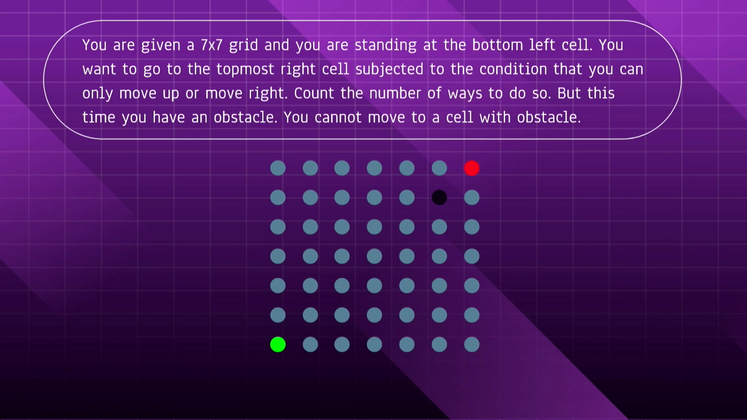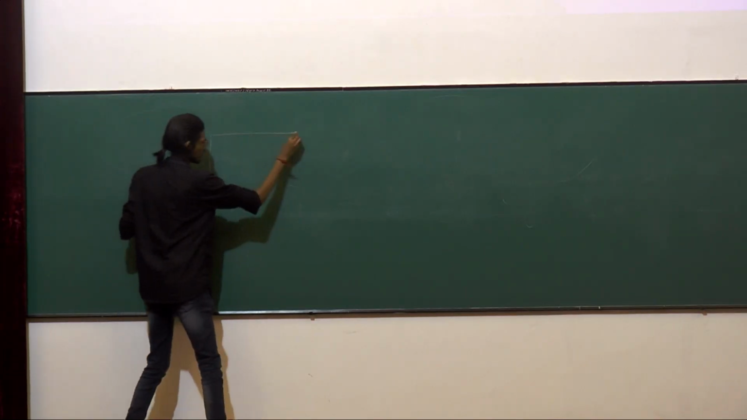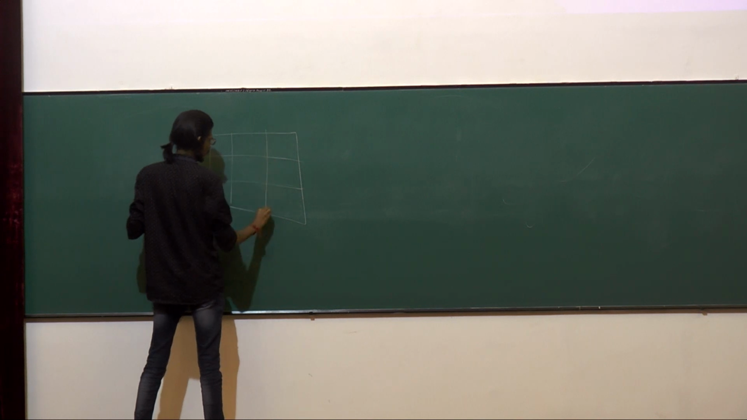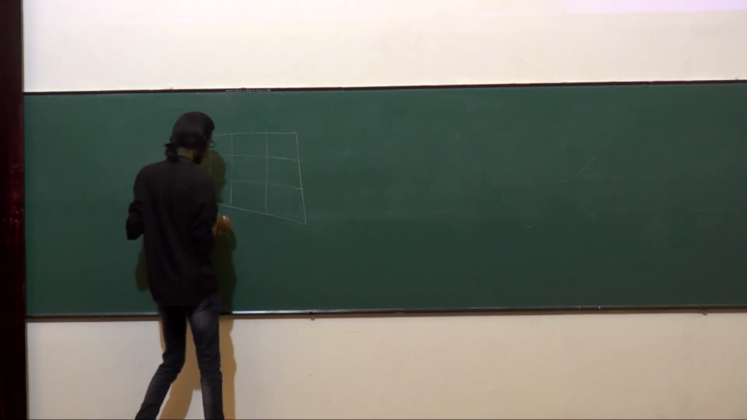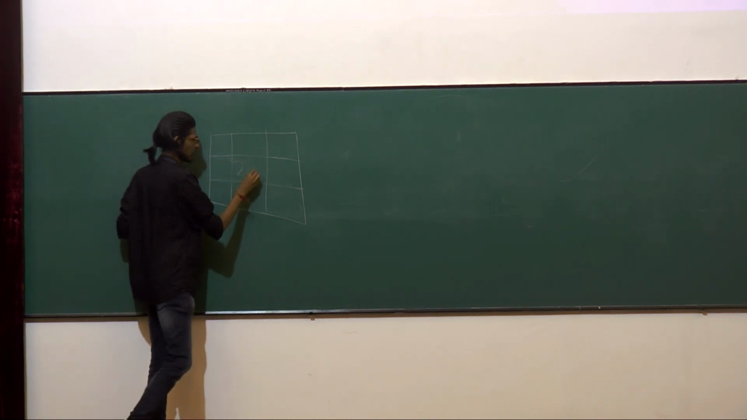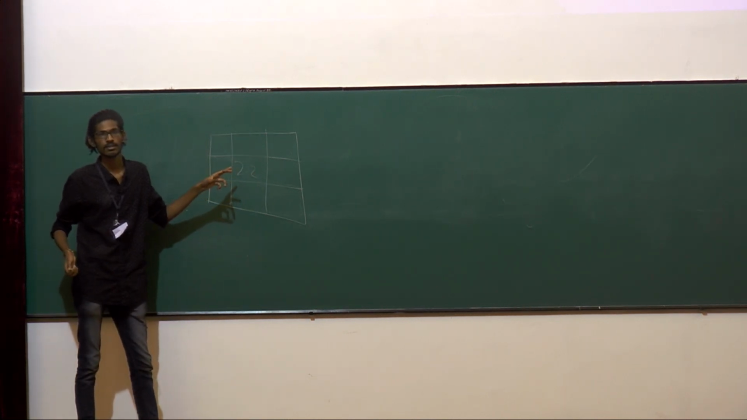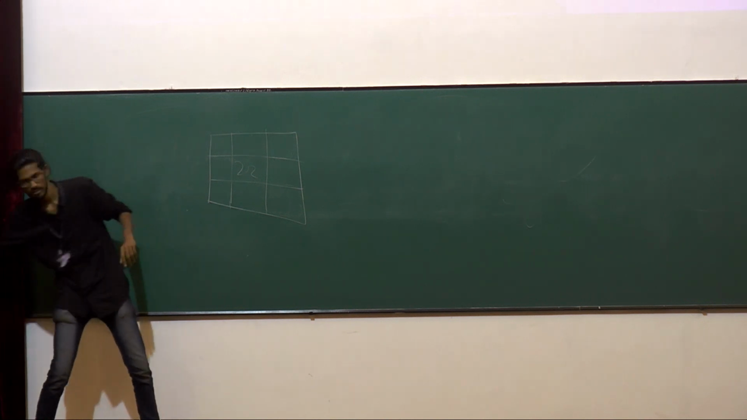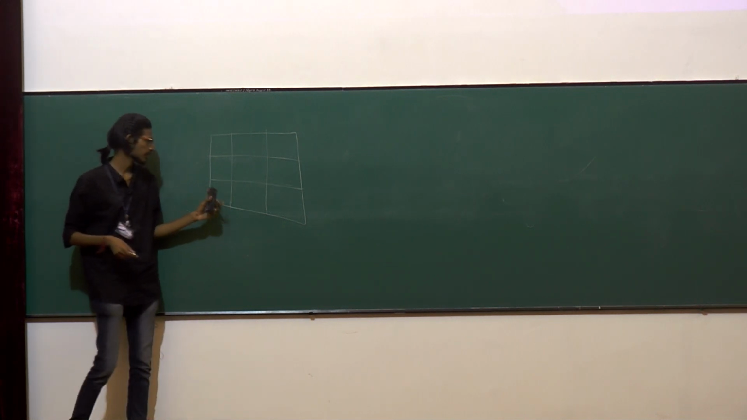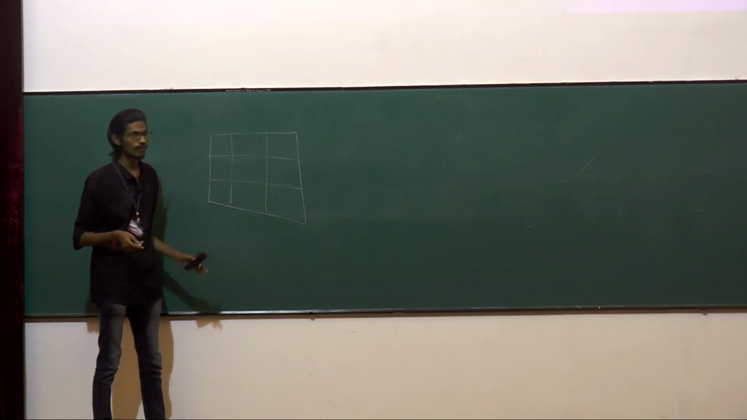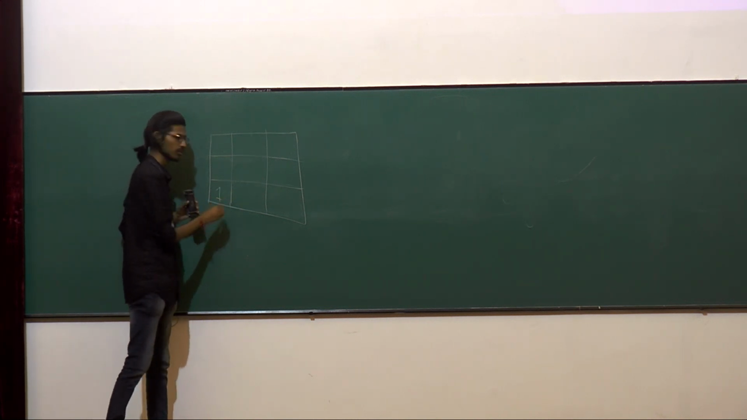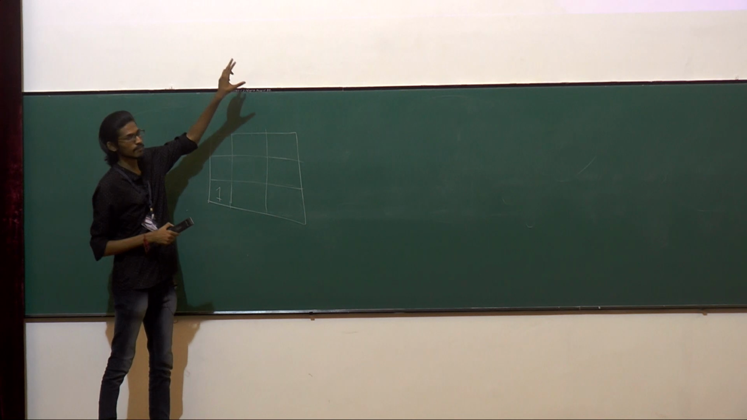Let's just have a small 3 cross 3 grid. So suppose you are starting over here. Are you able to see what is written in the back? Okay. So suppose you are starting over here. The number of ways you can be at the starting block is 1, right? There's only one way you can be at the starting block.